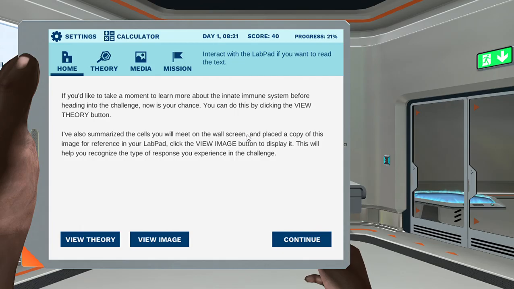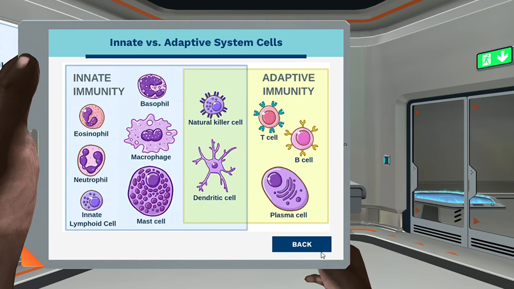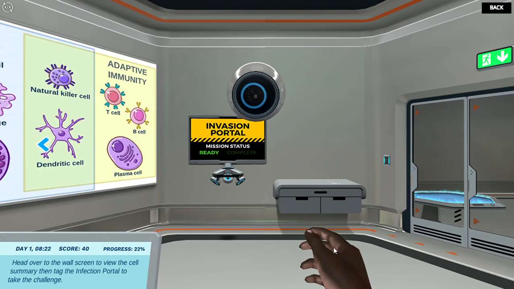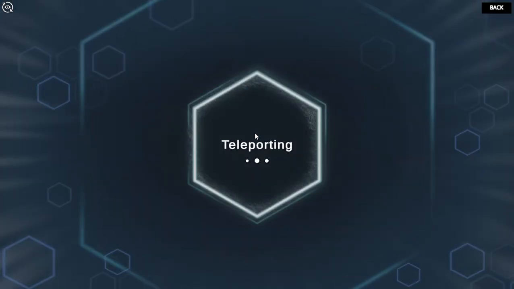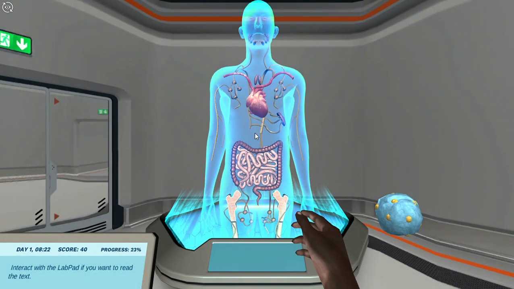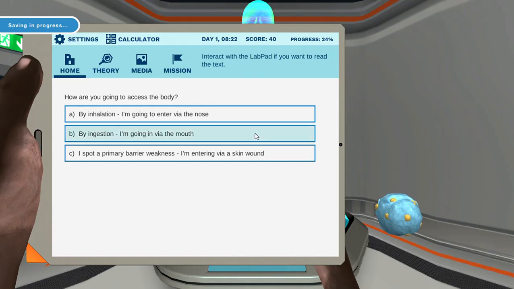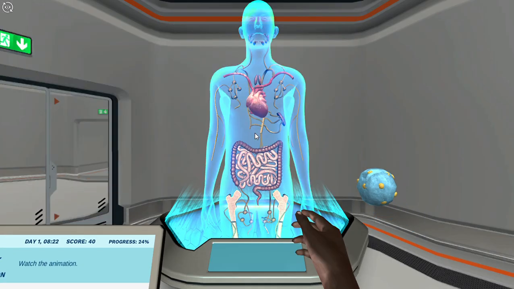If you'd like to take a moment to learn more about the innate immune system before heading into the challenge, now is your chance. You can do this by clicking the View Theory button. I've also summarized the cells you will meet. Head over to the wall screen to view the cell summary, then tag the infection portal to take the challenge. How are you going to access the body? Option A, by inhalation. I'm going to enter via the nose.